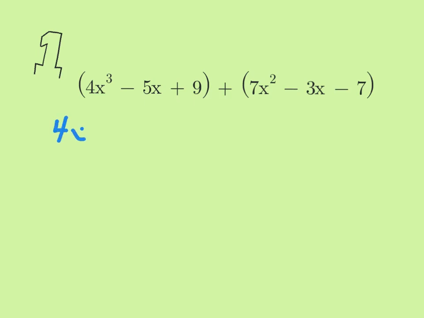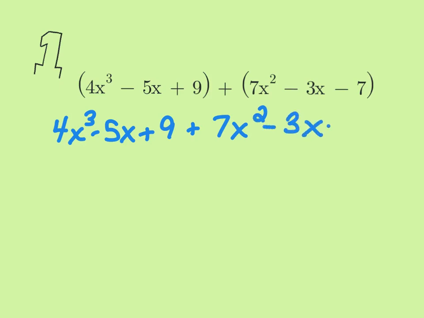So this is just 4x to the third minus 5x plus 9 plus 7x squared minus 3x minus 7, and now all I'm going to do is combine my like terms. I start with the one with the highest degree, that's good practice. 4x to the third, there's nothing like with that, so I'm going to write that one first. I'm going to cross it off because I took care of it. And next would be this positive 7x squared.